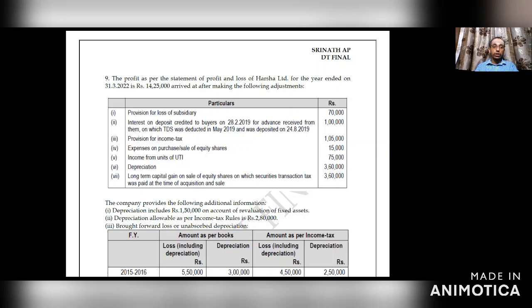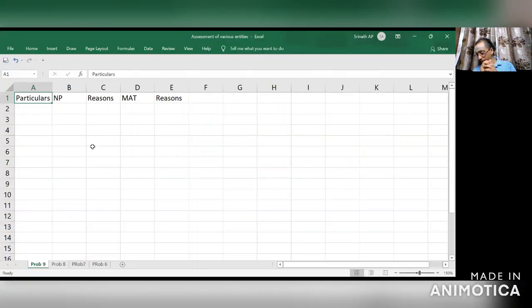Particulars: as per normal provisions, NP we call it as normal provisions, reasons; MAT, again reasons. This reason is for MAT. Why are we doing like this? Your Excel is not visible. Can you let me know if it is visible now? Again shared. Yes, sir. Okay.